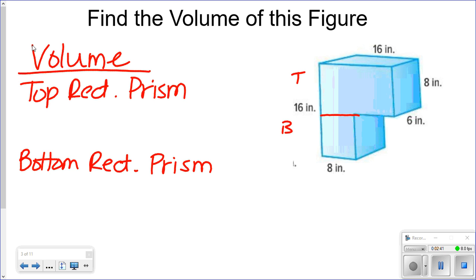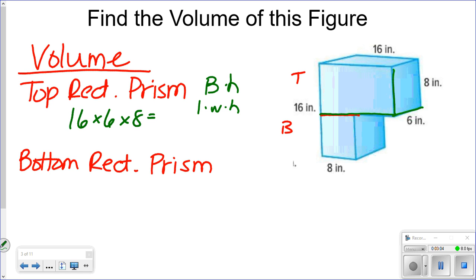To remember, you're going to find the area of the base times the height, but in other words, for prisms it's always length times width times height. You're just multiplying all these together. So what are the dimensions of this top prism? 16 times 6 times 8. So 16 would be this, times 6, times 8. Those are my three dimensions. So the top one is 768 inches cubed.